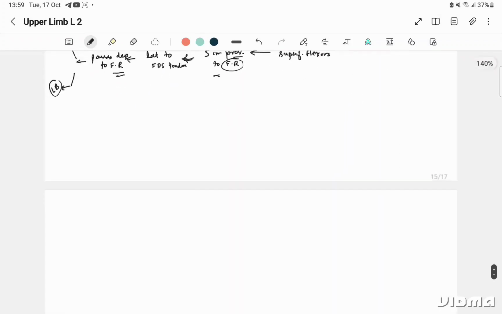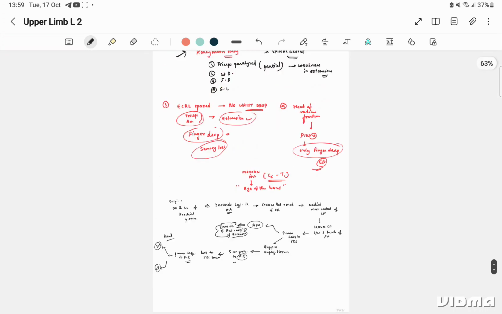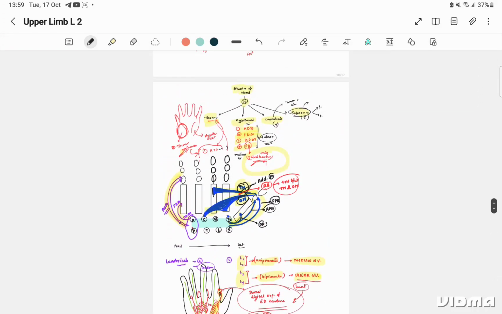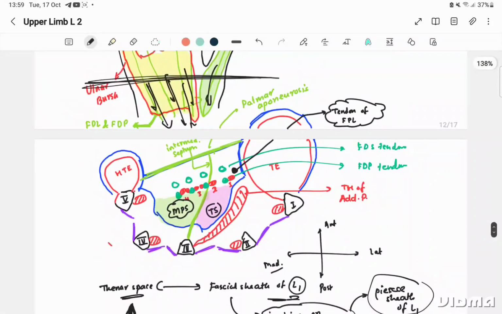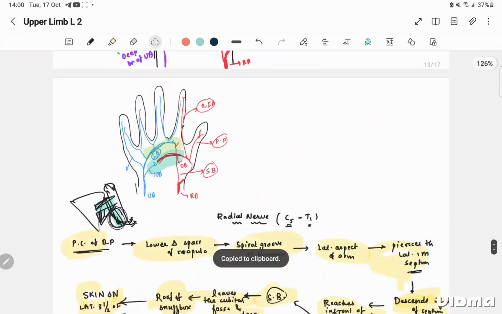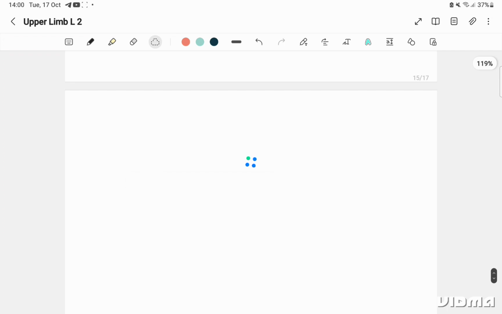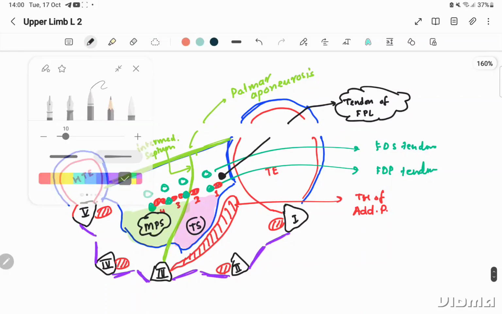So let's discuss the median nerve along with a diagram. Let's discuss first the course of the median nerve in the hand. Okay, so we want this diagram now. The diagram I am copying and pasting here is the diagram we need. As it is the main nerve of the hand, we have to see this diagram, of course.